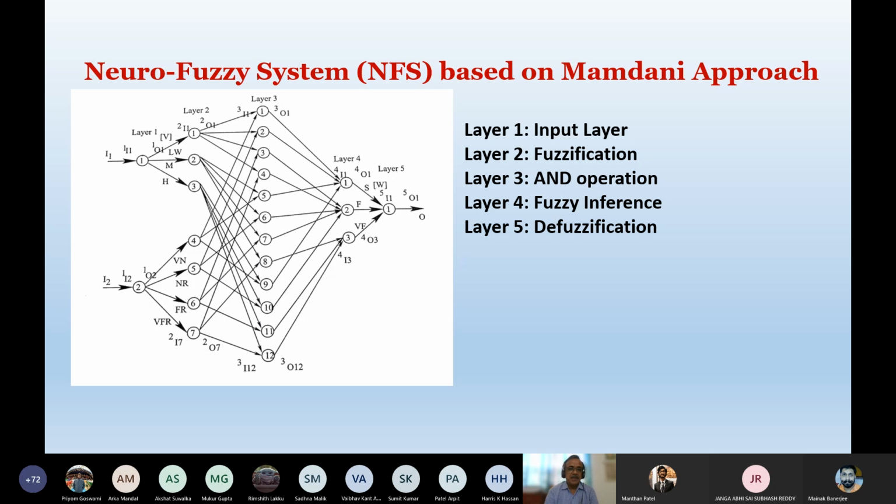Now this particular figure is related to your neuro-fuzzy system based on the Mamdani approach. I think this figure has been made a little bit smaller. It may not be easy for you to read, but let me continue. Supposing that I have a system having two inputs, that is I1 and I2, and only one output, that is O. So our aim is to model this input-output relationship.